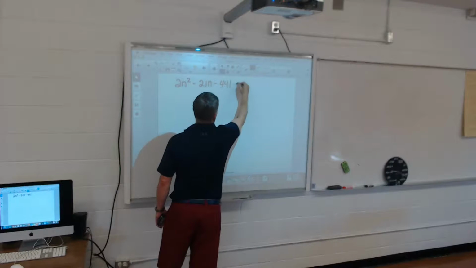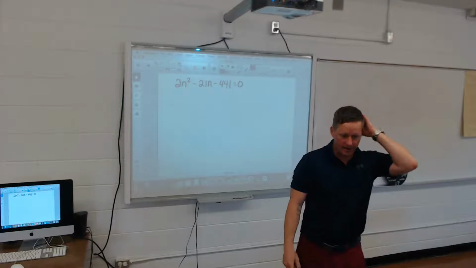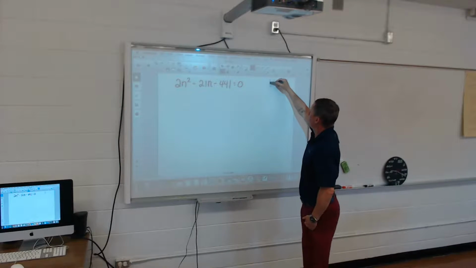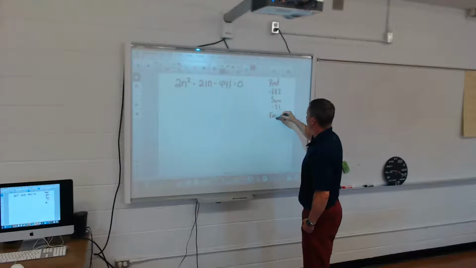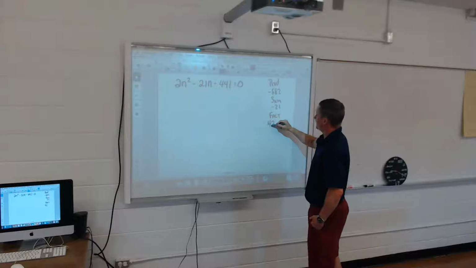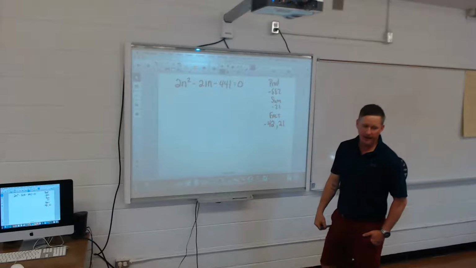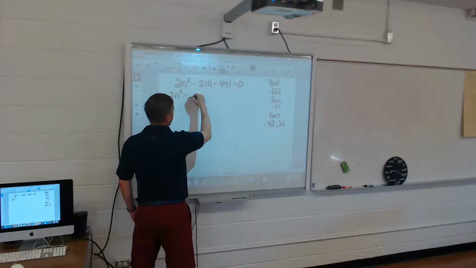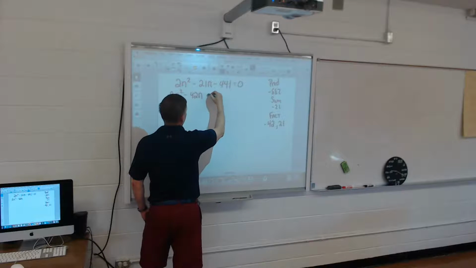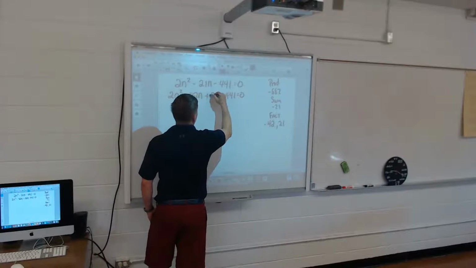But we did do it using that quadratic equation is fine. Nothing wrong with that, okay? But this is factorable. My product was minus 882. My sum was minus 21. And my factors are 42, negative, and 21. Like that. So now I go 2n squared minus 42n plus 21n minus 441 equals 0.